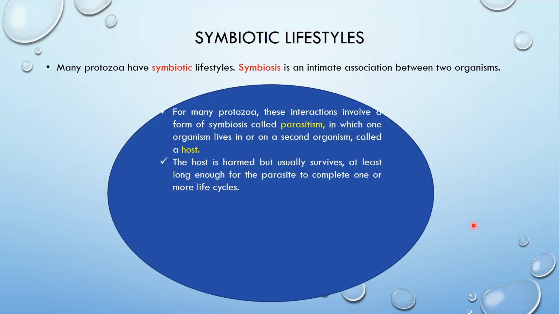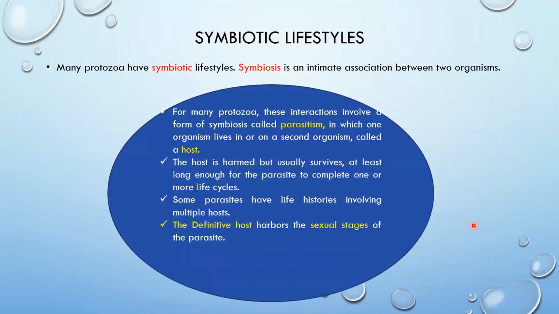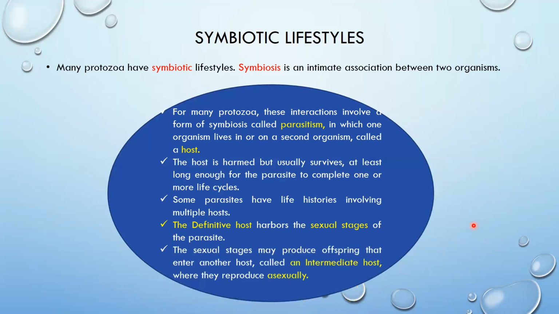In this case, the parasite usually gets an advantage, but the host is usually harmed. Some parasites have life histories that involve multiple hosts, meaning they involve more than one host. Parasites live in more than one host, so they complete different stages of their life cycle in different hosts. So the first one is the definitive host. The definitive host harbors the sexual stages of the parasite, and the second one is the intermediate host. The sexual stages may produce offspring that enter another host called an intermediate host.